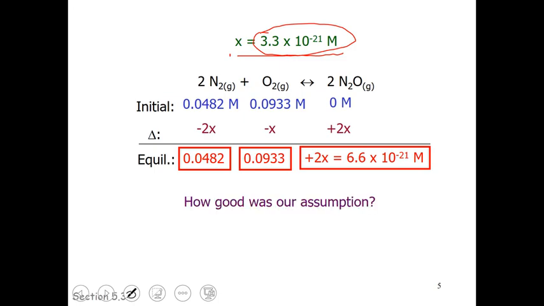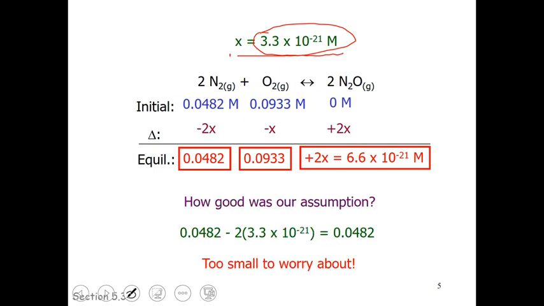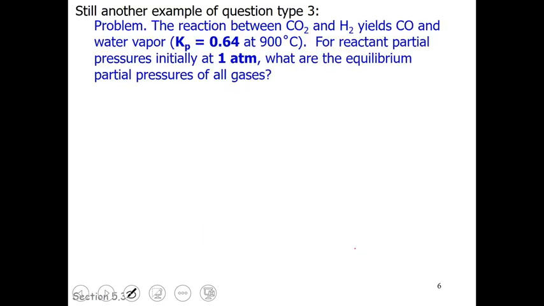So how good was our assumption? Pretty darn good. So the learning here is if you have a very, very small equilibrium constant, often you can ignore the x terms relative to the initial concentration. And if you ever wonder if that's correct, you can always check your assumption, and if the value of the initial concentration is still equal to the value of the equilibrium concentration when you subtract that x value, you know your assumption was good. Here's another example.